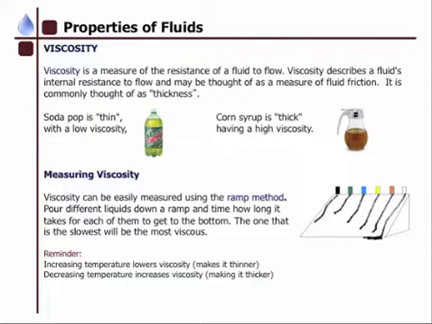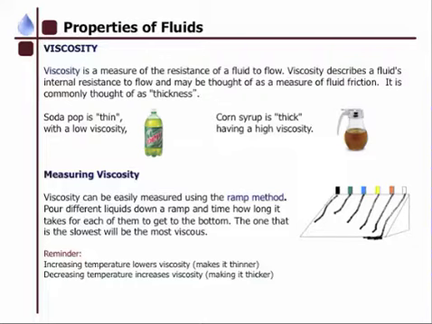Friction, again, is something that we learned from our last unit, and it's coming up again and again. It is commonly thought of as thickness. So viscosity is correlated with thickness. If we think of soda pop, it is thin and has a low viscosity, whereas corn syrup is thick and has a high viscosity.